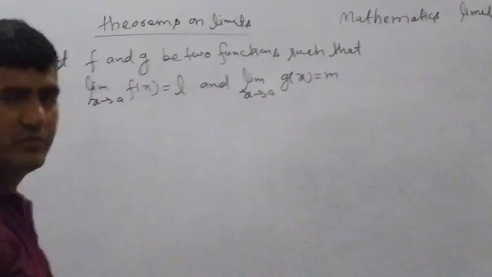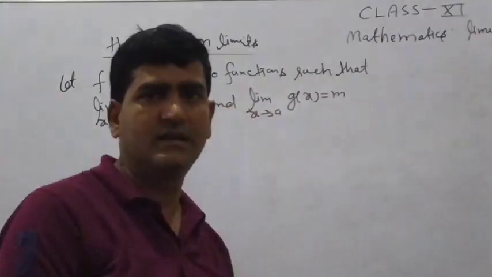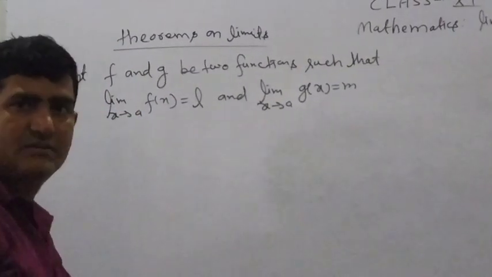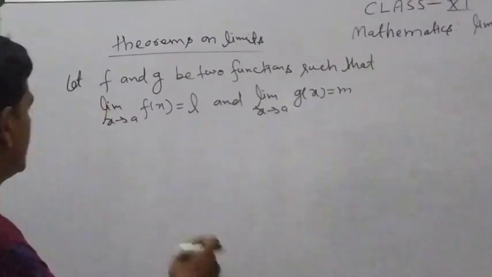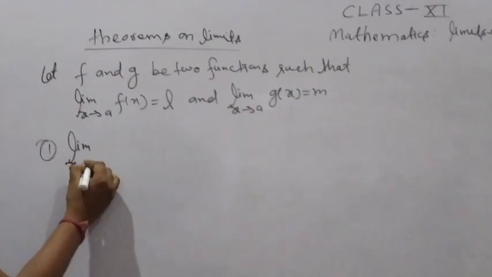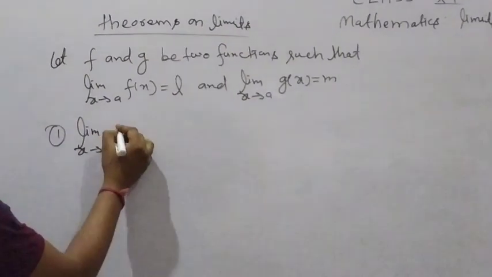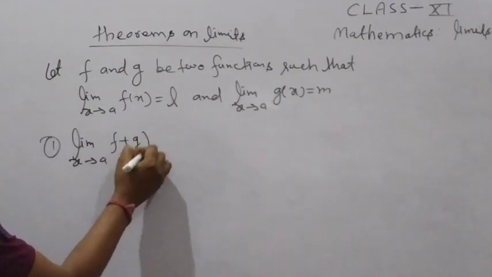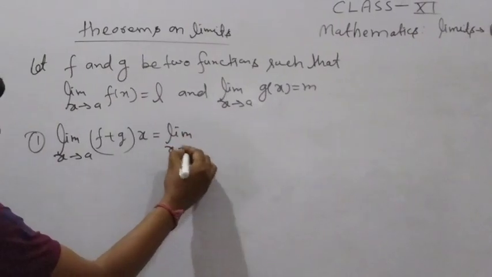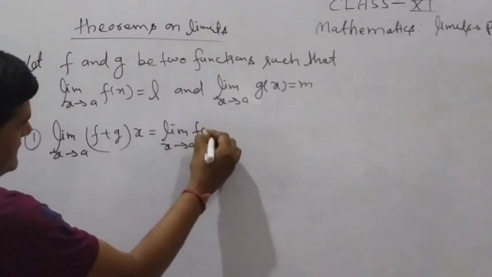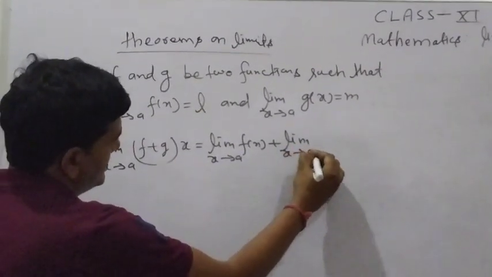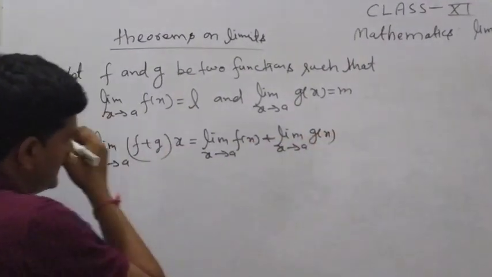Now I am going to write the few important theorems, because so many theorems are there, but it is not compulsory. You will not need to know all theorems. Whatever theorems are very important for you, I am going to write here. First one: limit x tends to a (f plus g)(x) is equal to limit x tends to a f(x) plus limit x tends to a g(x). Clear?